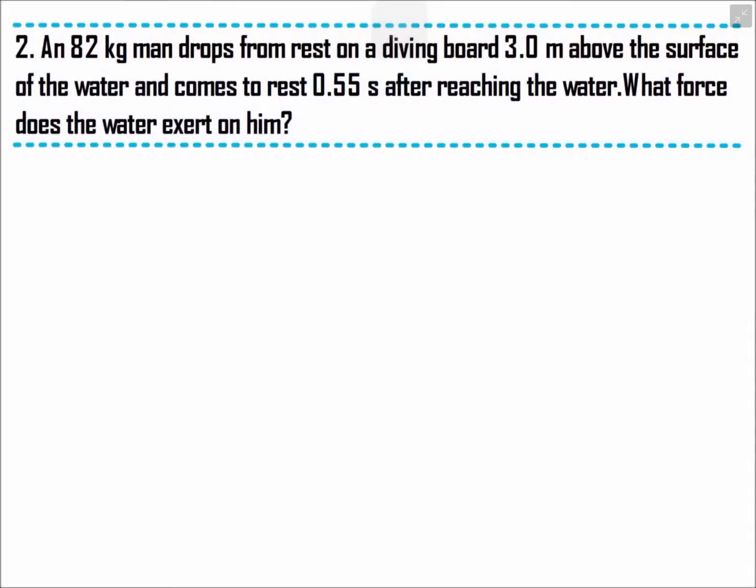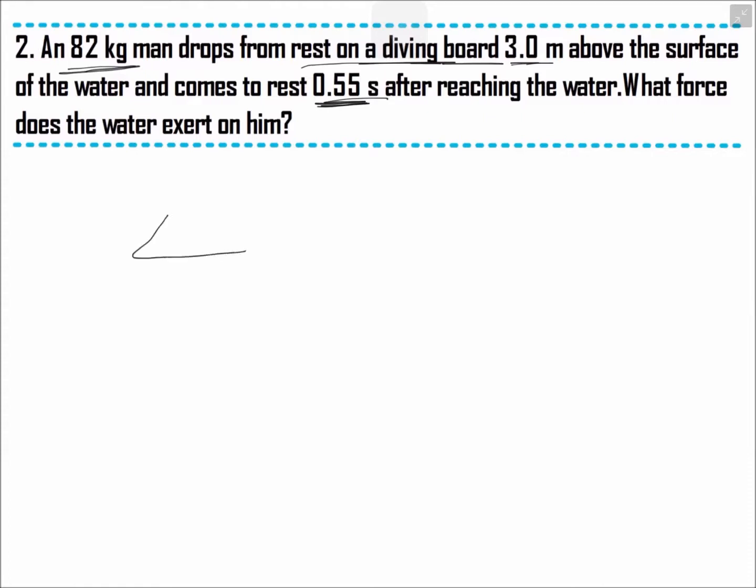Hello, welcome everyone. In this question, it says an 82 kilogram man dropped from rest on a diving board 3 meters above the surface of water, and he comes to rest 0.55 seconds after reaching the water. What force does the water exert on him? So here it's asking for the reaction force.